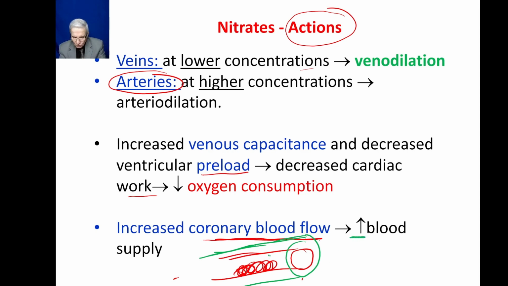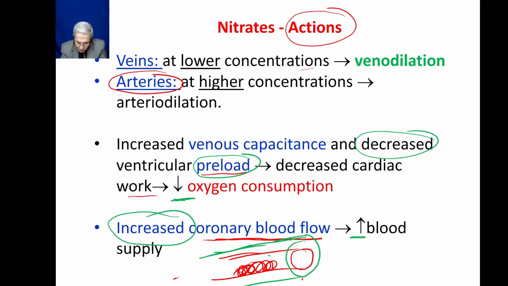So we have two main mechanisms of action. Number one, decreased preload. This will decrease oxygen consumption, and coronary blood flow will be increased, and we can call this coronary vasodilation. This will lead to increased blood supply, or increased oxygen supply, or decreased oxygen consumption. So nitrate works by two main mechanisms: venodilation and coronary vasodilation.